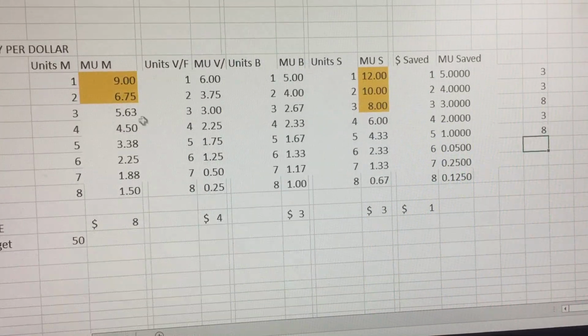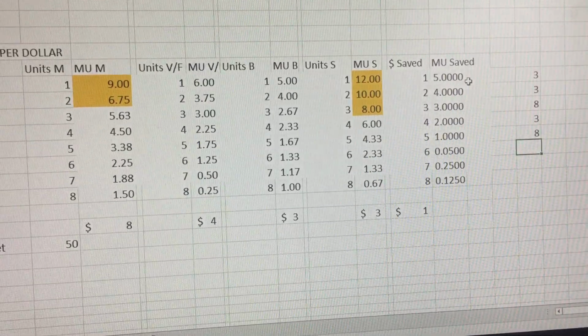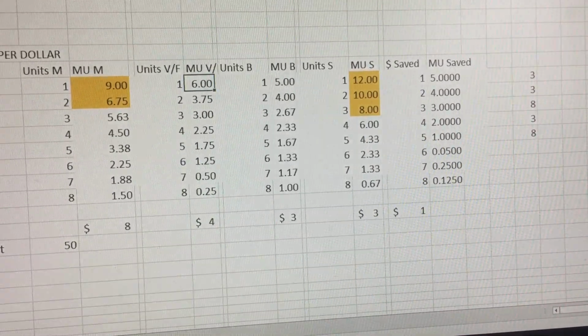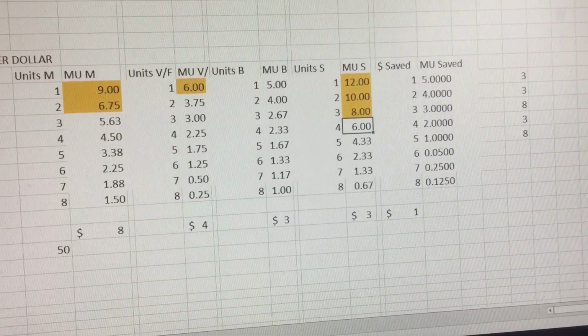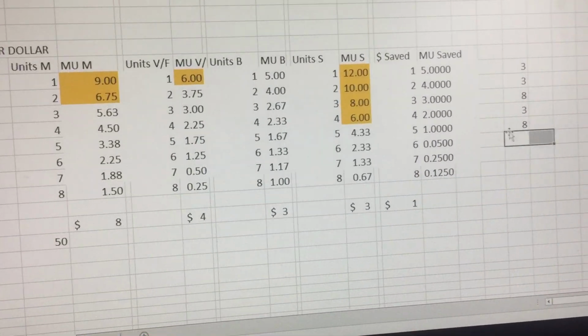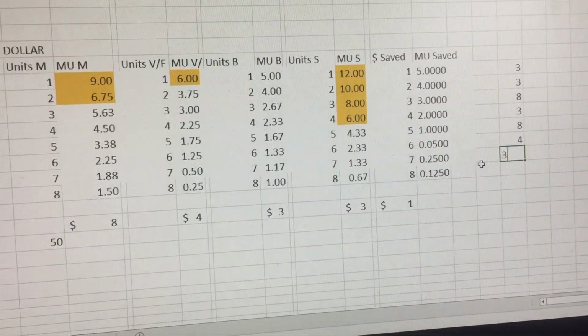Now where am I at? 5.63, 6, 5, 6, and 5. Well, these will be my next 2 purchases. I'm going to buy some fruit and vegetables finally. My mom would be happy. And I'm going to spend $4, and then I'm also going to buy more snacks for $3.